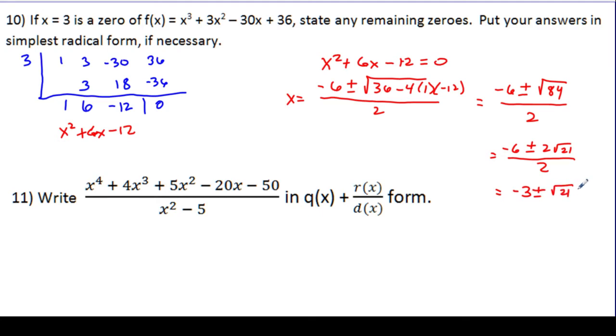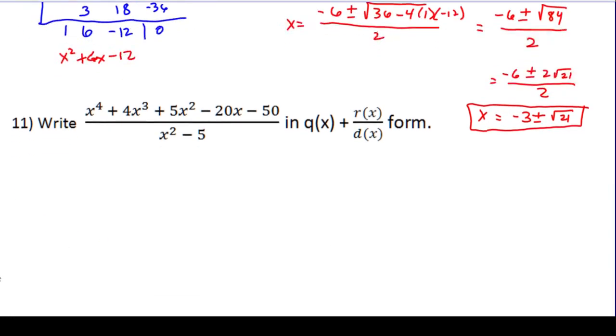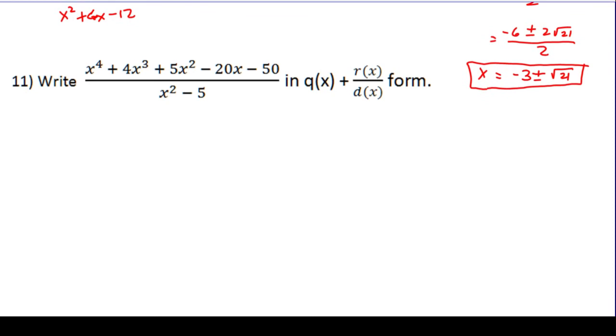And so the remaining zeros, there's 2 more of them, x equals negative 3 plus the square root of 21 and negative 3 minus the square root of 21. So that's our synthetic division being used to help us get a simpler expression that we can then use to solve the problem. So let's move this down because we're going to need some space here.